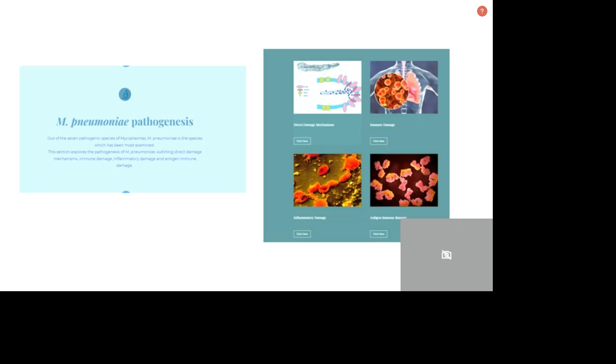So I've chosen to specifically focus on the pathogenesis of M. pneumoniae because it's one of the most well-examined species of mycoplasmas. This section is just basically a very brief overview of what I'd be covering in the next sections. So if you want to find out more detail on direct damage mechanisms, immune damage, inflammatory damage, and antigen immune damage, you can click on the buttons.